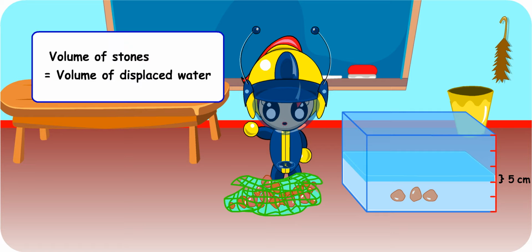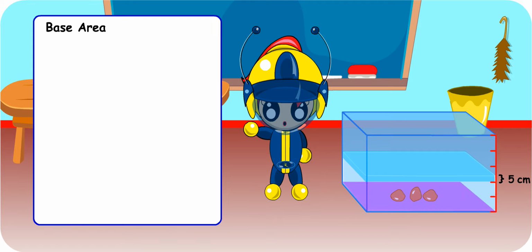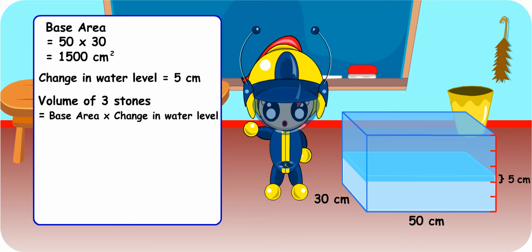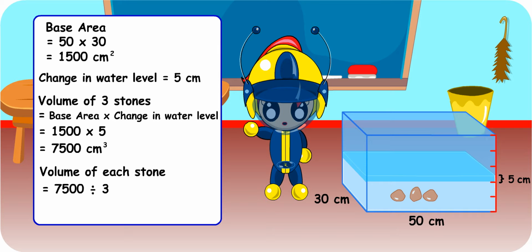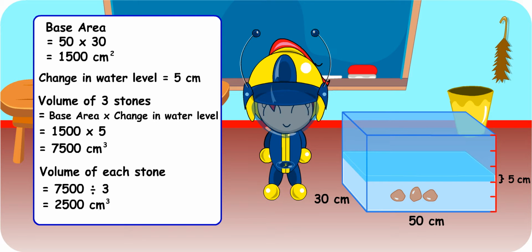The volume of the 3 stones is equal to the volume of the displaced water. Base area of the tank is 50 centimeters times 30 centimeters, which is 1,500 square centimeters. Therefore, the volume of the 3 stones is 1,500 square centimeters multiplied by 5 centimeters, which is 7,500 cubic centimeters. So, the volume of each stone is 7,500 cubic centimeters divided by 3, which is 2,500 cubic centimeters. Very good.